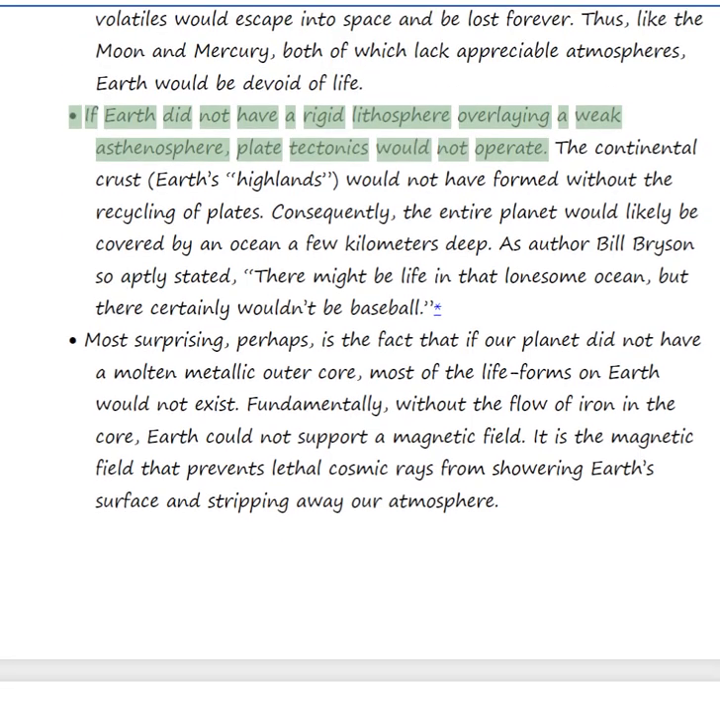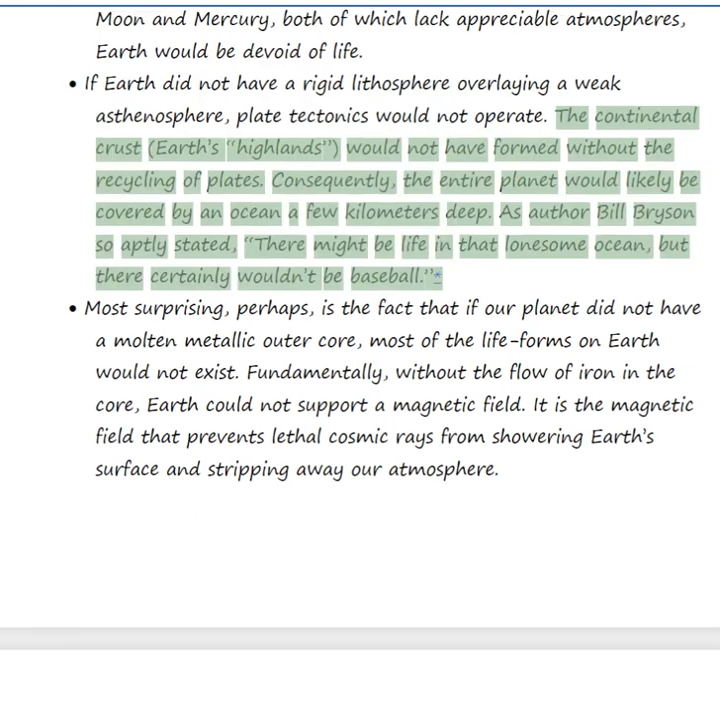If Earth did not have a rigid lithosphere overlaying a weak asthenosphere, plate tectonics would not operate. The continental crust would not have formed without the recycling of plates. Consequently, the entire planet would likely be covered by an ocean a few kilometers deep. As author Bill Bryson so aptly stated, there might be life in that lonesome ocean, but there certainly wouldn't be baseball.